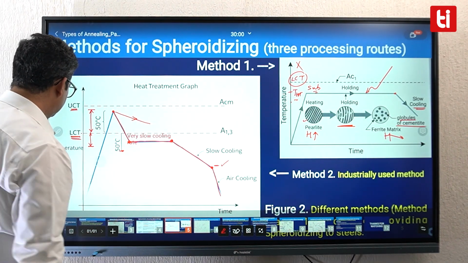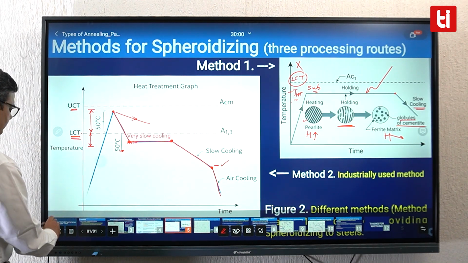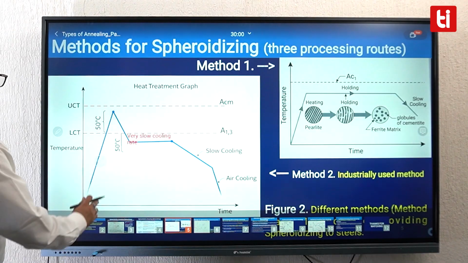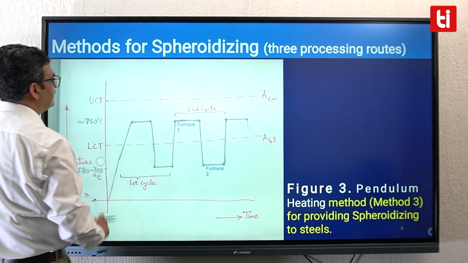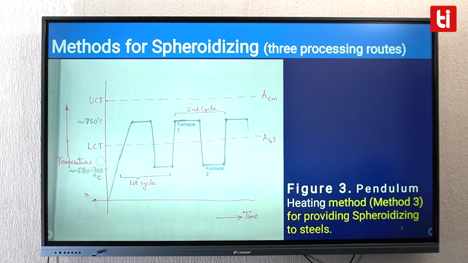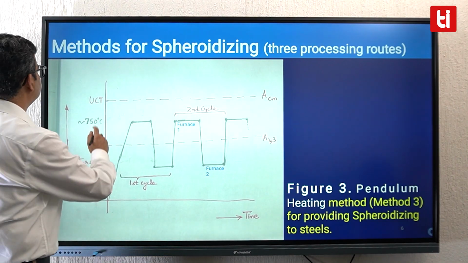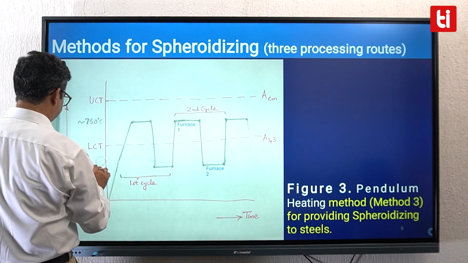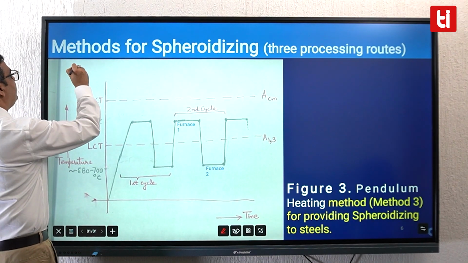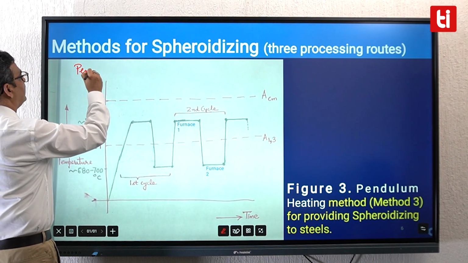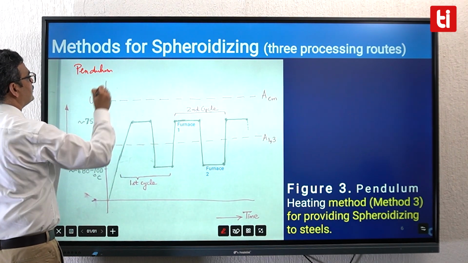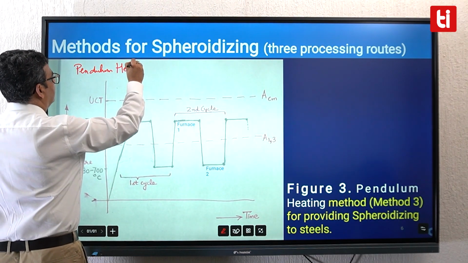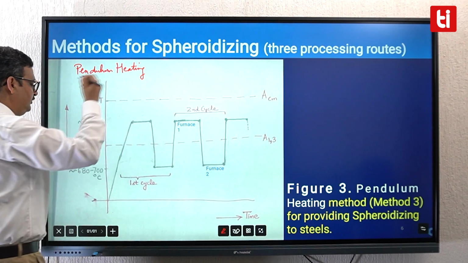And we come to the third method then. That third method is also not followed in the industry generally. I'll tell you the reason why, because of some material handling issues. This third method, students, is called pendulum heating. I would have mentioned it in the caption of the figure. Yes, pendulum heating, because you will understand why.